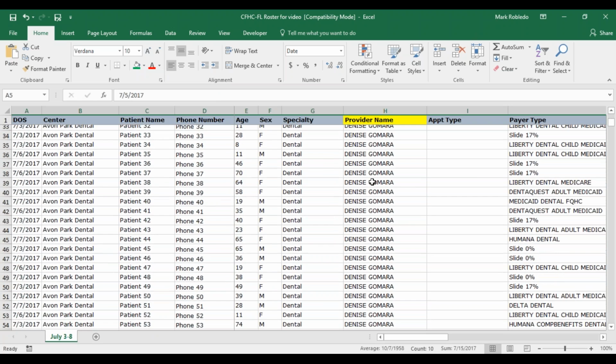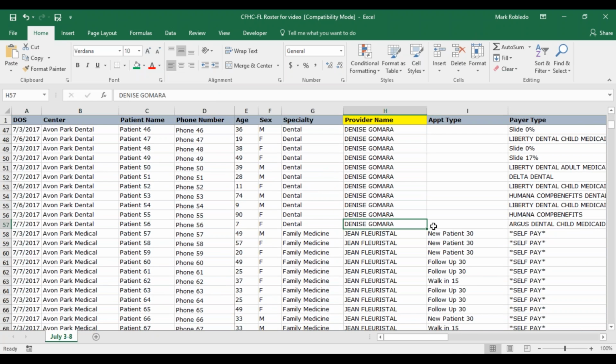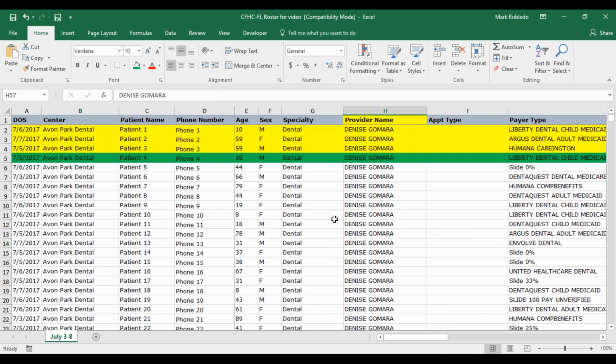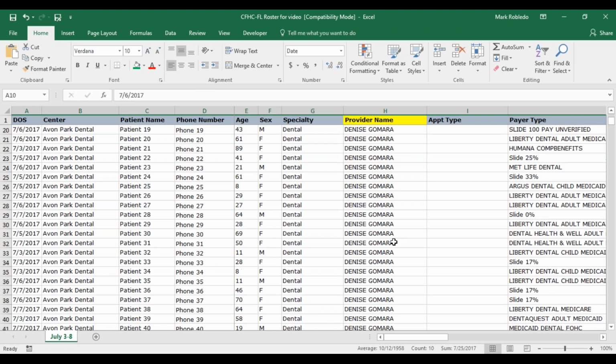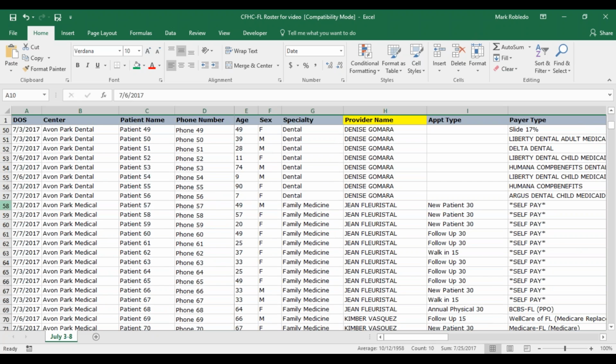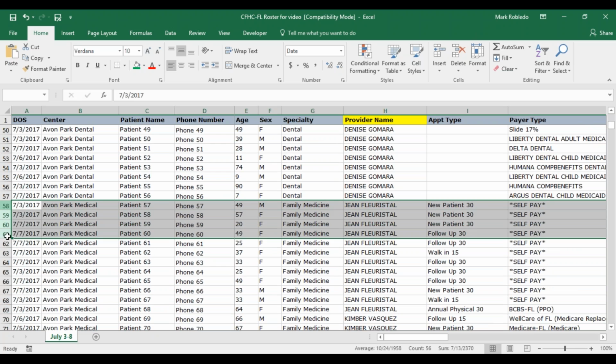Now for Avon Park Dental, it happens to be the case that Denise Gamora is the only provider appearing for that location. And so at that point, you could continue making calls for that provider until you reach the 2 to 3 for that week for that center. And at that point, you would skip to the very first patient of the very next center, and you'll start making calls for that very first provider.